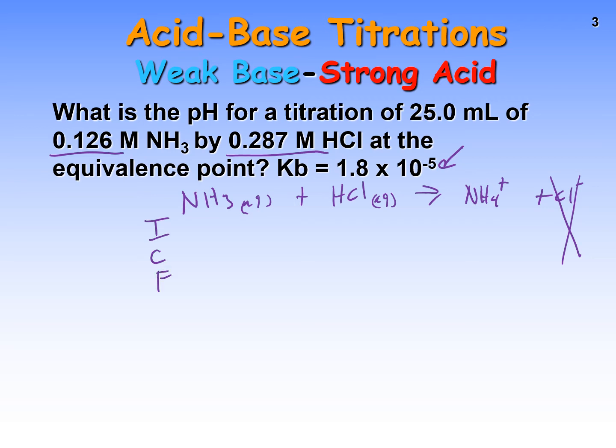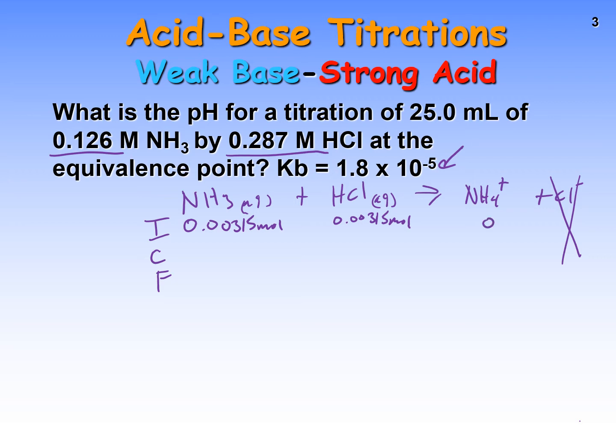So I need to calculate my moles of each of these as we did in the last lecture video. And so the moles of NH3 are 0.00315. Now we're at the equivalence point. So by definition, we know the moles of HCl have to be equal to the moles of NH3. That's kind of the whole point of an equivalence point, which you should have learned in Chem 1A.